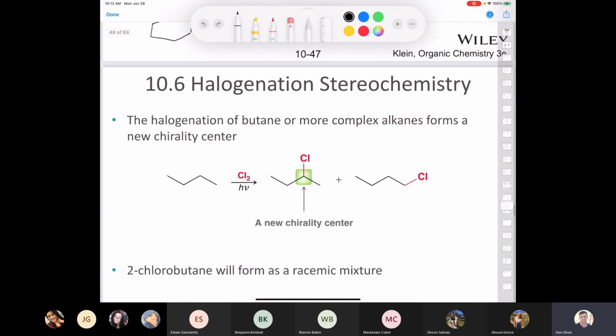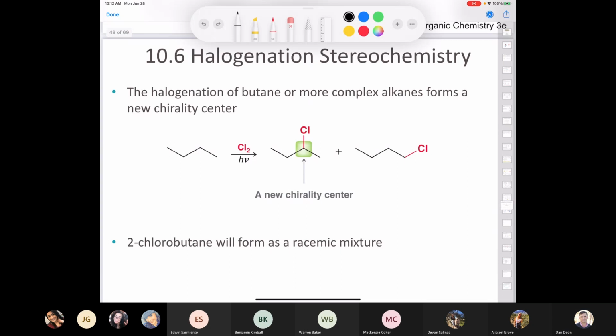Okay, here we go. We got time to talk about stereochemistry. Let's keep going here, because I think that everybody was following me when we talked about the structure of a carbon radical, right? We said that it was trigonal planar, or it was such a shallow pyramid that was so rapidly interconverting that we could treat it as a trigonal planar species. So the halogenation of butane or more complex alkanes can form a chiral center.